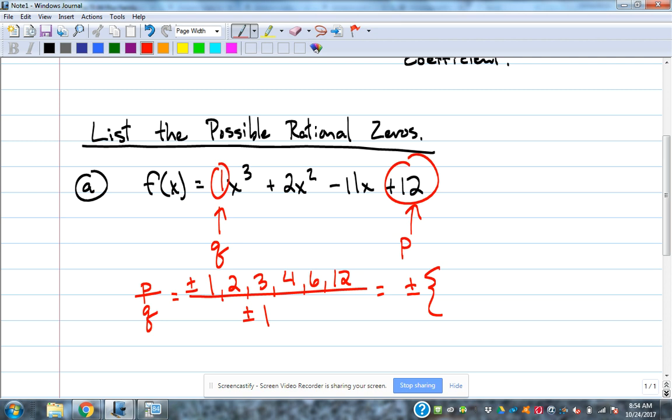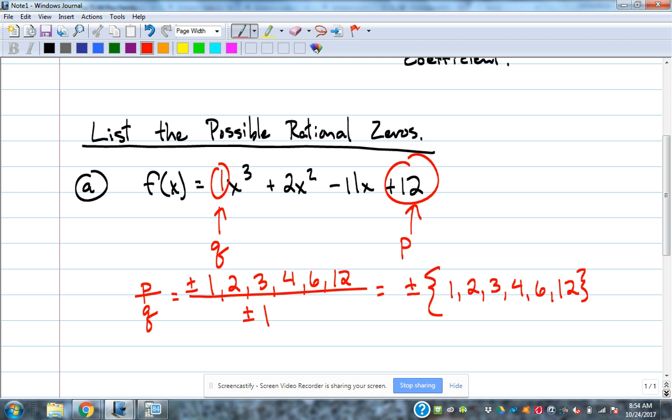So you use 1 divided by 1, 2 divided by 1, 3 divided by 1, 4 divided by 1, 6 divided by 1, 12 divided by 1. And then you're done. Okay, so the possible rational zeros are plus or minus 1, plus or minus 2, plus or minus 3, 4, 6, and 12. We've narrowed down the possible rational zeros for this polynomial from every number in the world down to this set of 12 numbers.